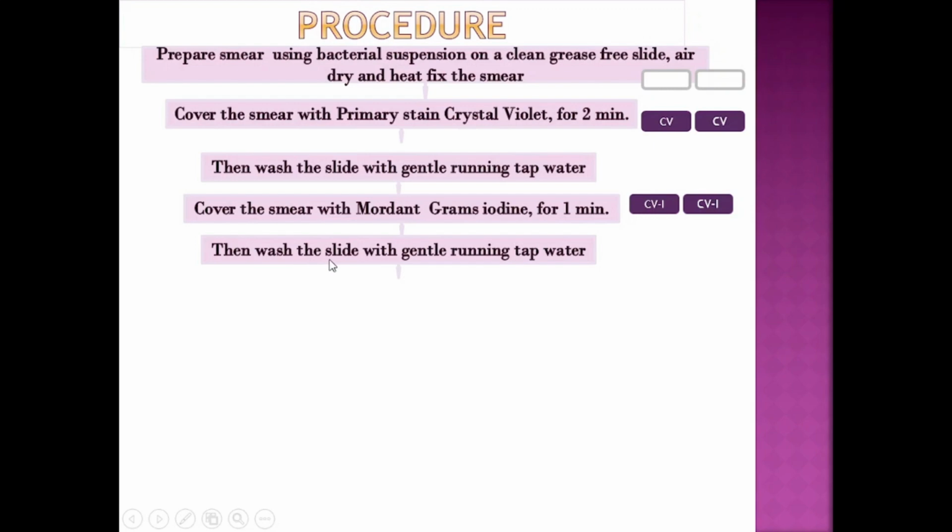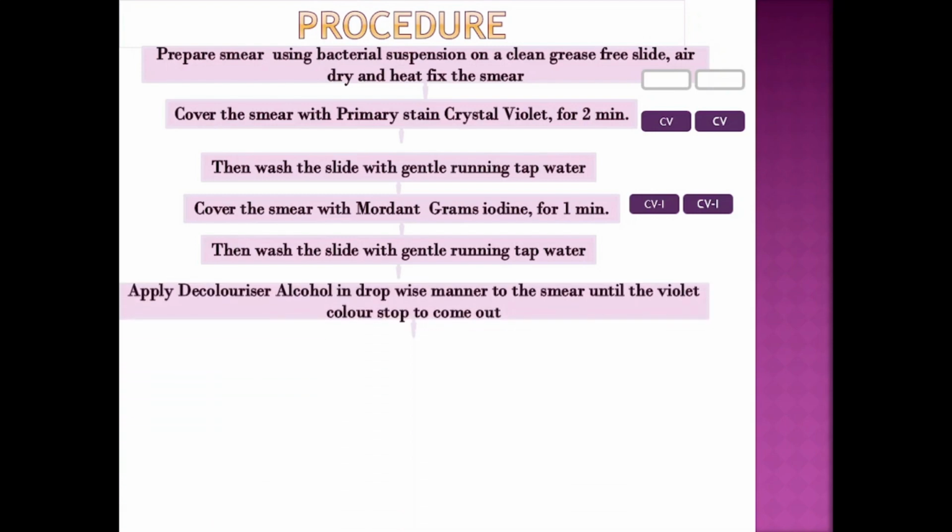Again, we should wash the slide under gentle running tap water. Why are we using gentle running tap water? To avoid washing out your smear. After that, apply the decolorizer, alcohol, in a dropwise manner to the smear until the violet color stops coming out.